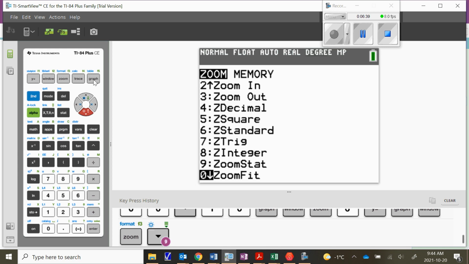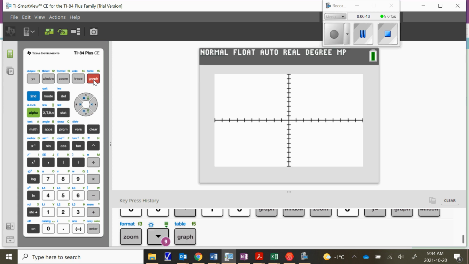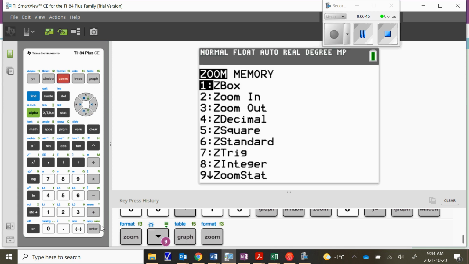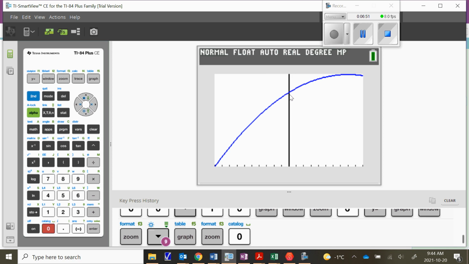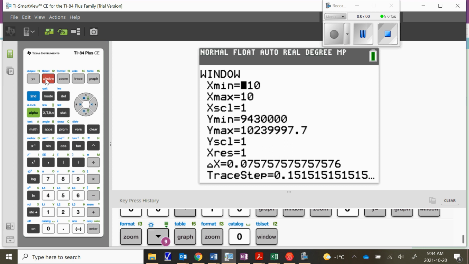And what Zoom Fit does is it's not going to give us perfect window settings, but it will help us to find our graph. And there we can see it. We can now see our y-intercept. We can kind of make out a maximum. So let's take a look at these window settings, and we'll need to adjust them.